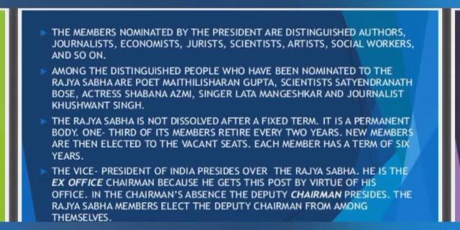One third of its members retire every 2 years. New members are then elected to the vacant seats. Each member has a term of 6 years. The Vice President of India presides over the Rajya Sabha. He is the ex-officio chairman because he gets this post by virtue of his office. In the chairman's absence, the deputy chairman presides. The Rajya Sabha members elect the deputy chairman from among themselves.